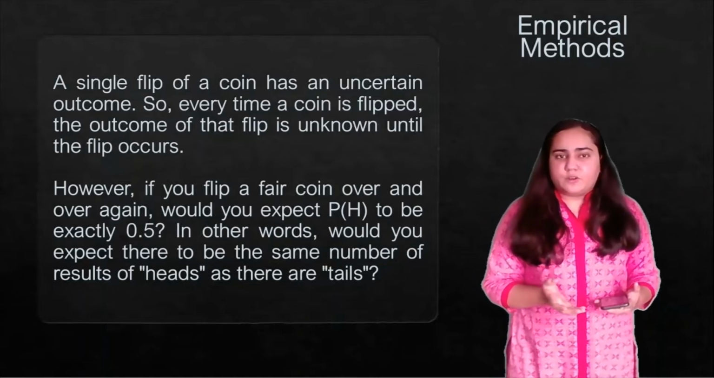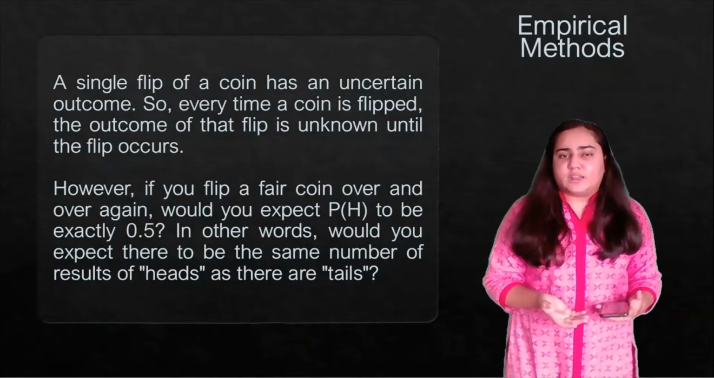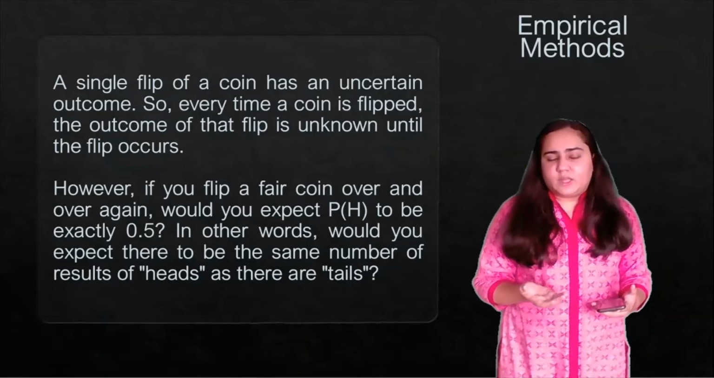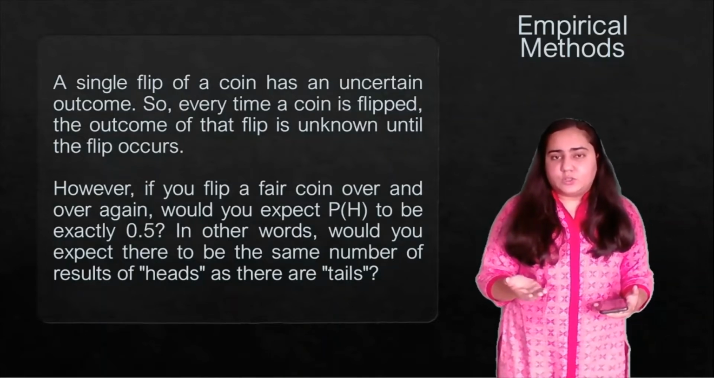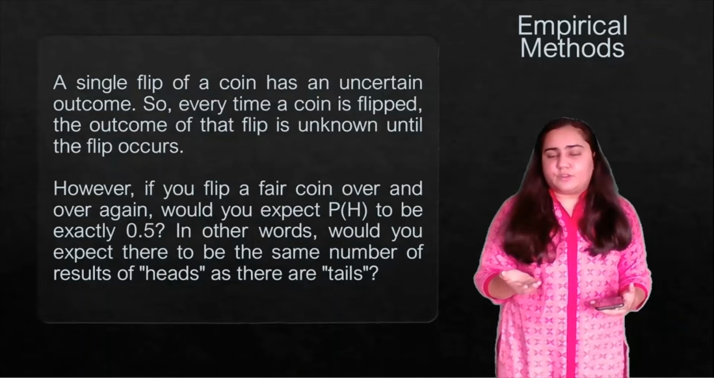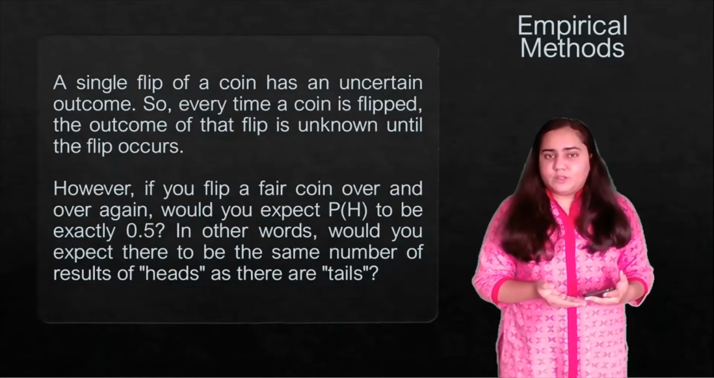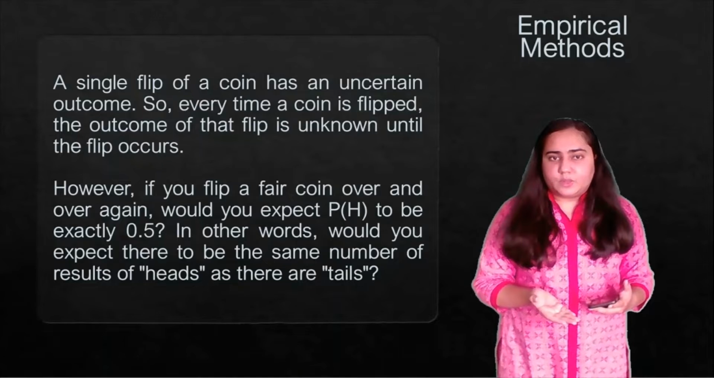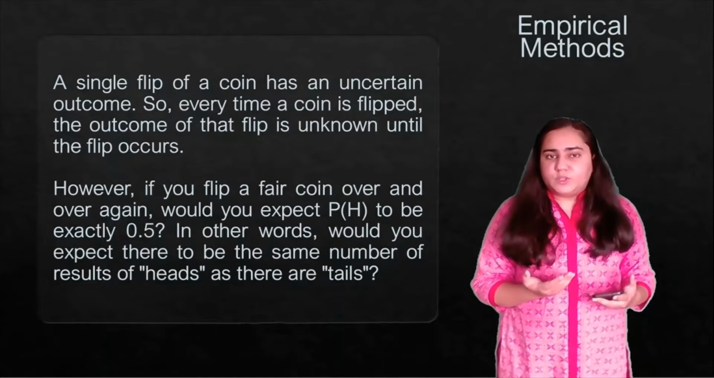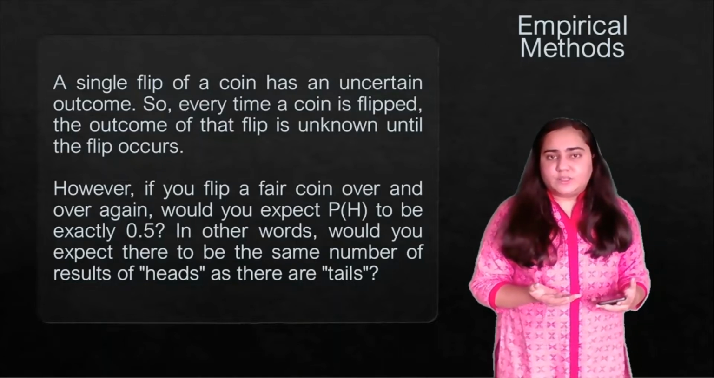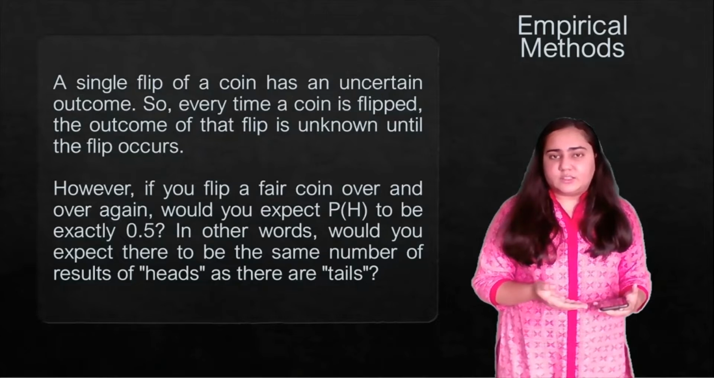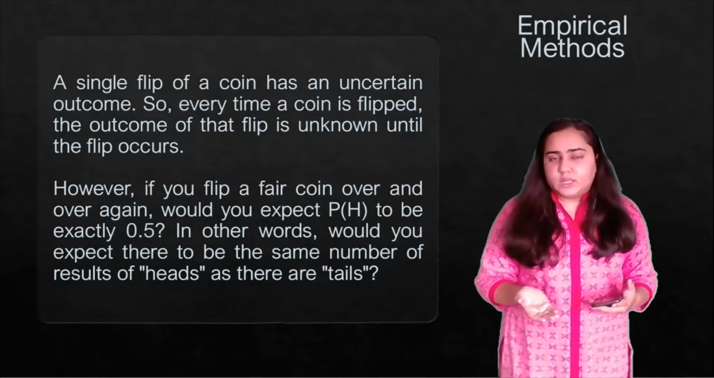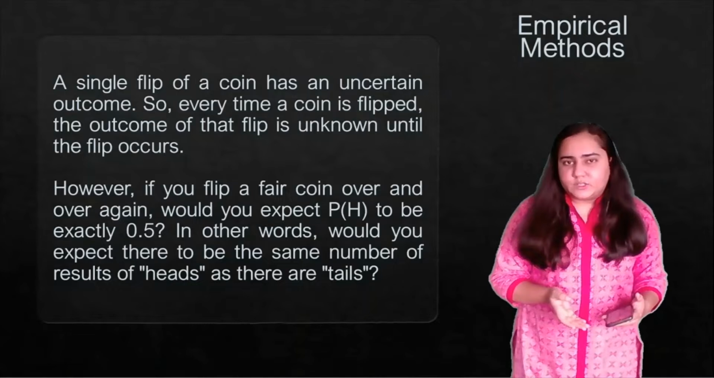So if you have a fair coin and you flip it over and over again, what do you expect pH to be? Will it be exactly 0.5? pH is the probability of getting heads. In other words, would you expect there to be the same number of results of heads as tails? Now, this is a different question.